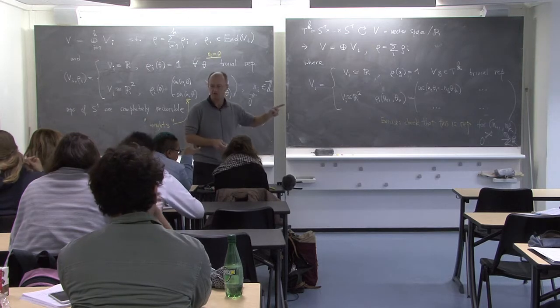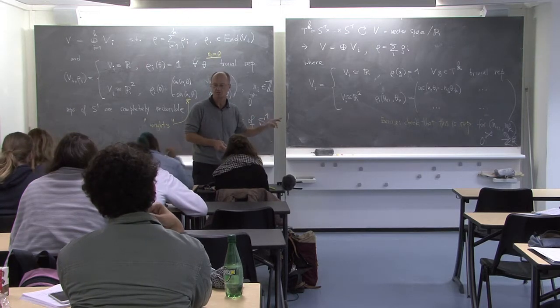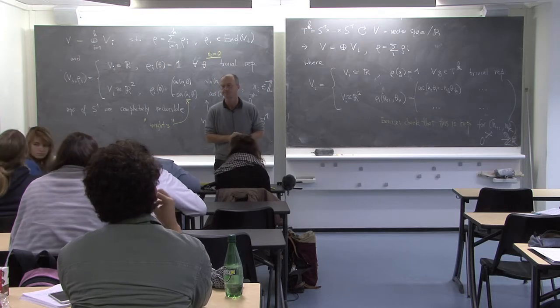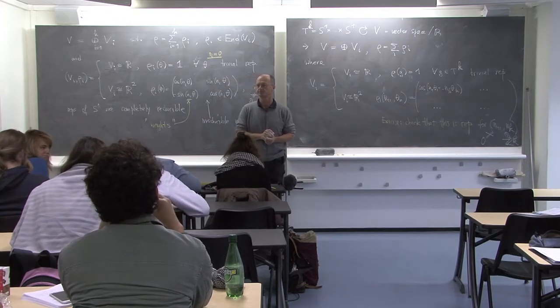Sorry, is it that none of the m_i are zero, or they're all? No, the vector is non-zero, which means there is at least one of them which is non-zero. So, what does a student say?